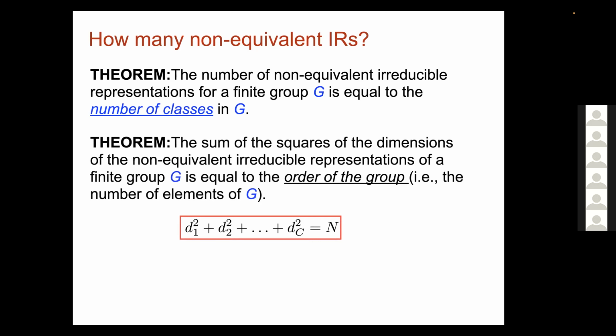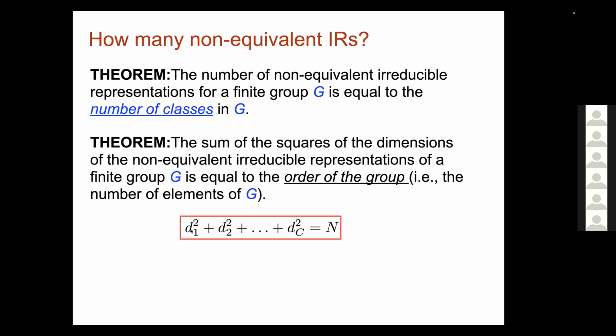And there is another theorem. Sometimes this is called the Burnside theorem. It's actually a consequence of the orthogonality theorems that you may be studying already. And this is that the sum of the squares of the dimensions of the non-equivalent irreducible representations of a finite group is always equal to the order of the group. The order of the group is, by definition, the number of elements.